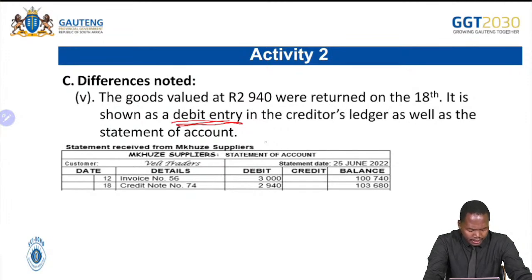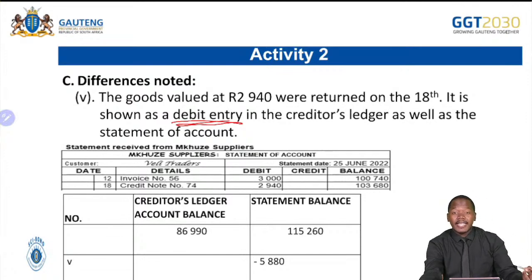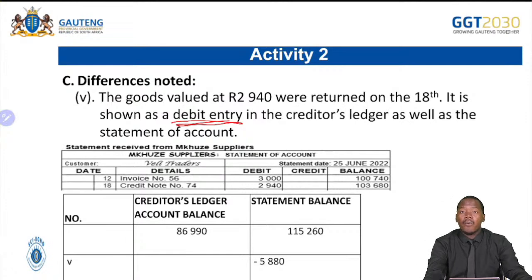Now, let us look at this. The invoice we're talking about is on the 18th, 2,940. How do we record this now? Who made a mistake here? It is the statement. Remember, for the statement, all returns should be on the credit side. Our returns as a business, in the creditors ledger, all returns should be on the debit side. So we were correct. The statement or the supplier was wrong. So they need to correct this particular item.